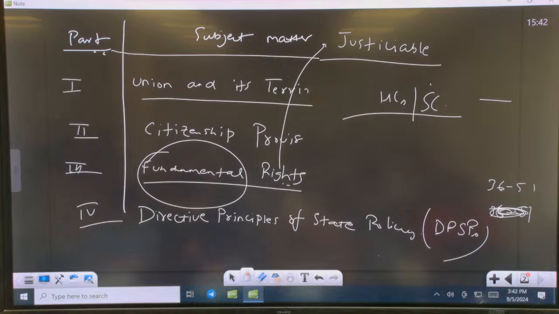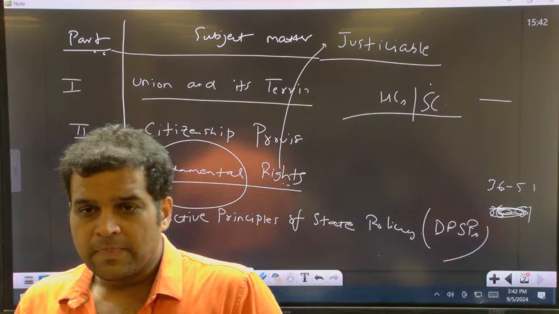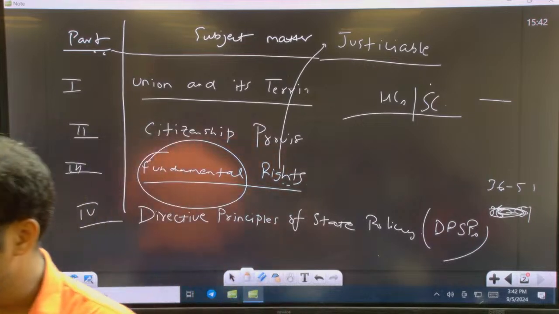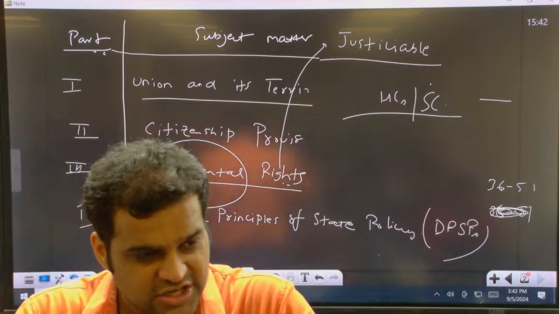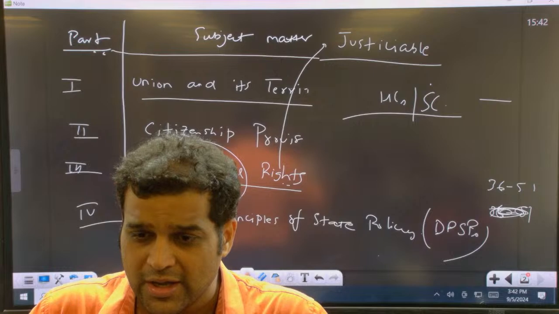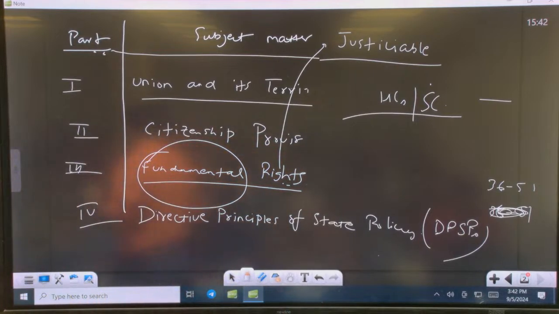All right. Another example is that the government should take care while framing any law that the difference between the rich and poor does not exceed. It should make fair and equitable laws, right?